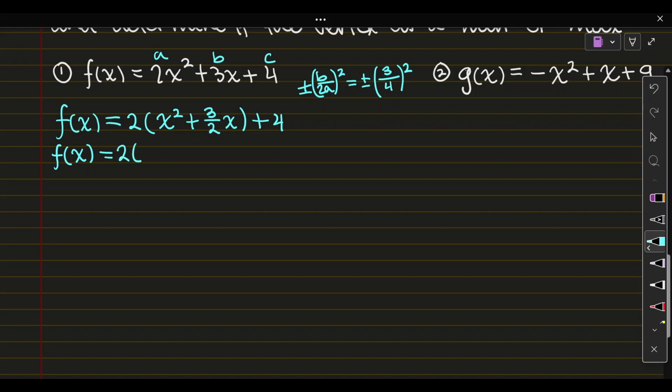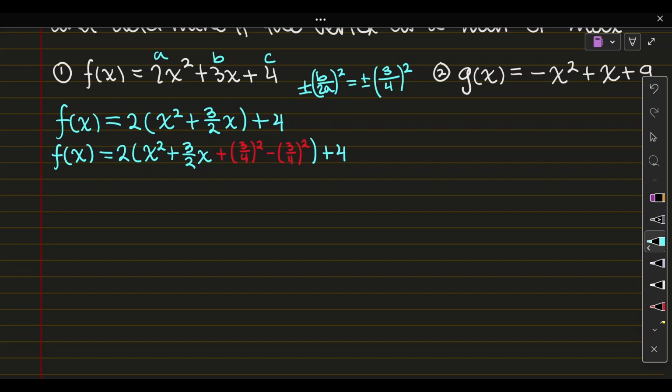So what I want to do here is have 2 times (x squared plus 3 halves x. It's important that we do this inside the parentheses, right? So I'm adding and subtracting inside the parentheses: (3 over 4) squared minus (3 over 4) squared, and then outside of the parentheses plus 4. We always add and subtract the thing that we're using to complete the square, this (b over 2a) squared, inside the parentheses here, okay? That allows us to keep the equality and we're not having to multiply by anything.